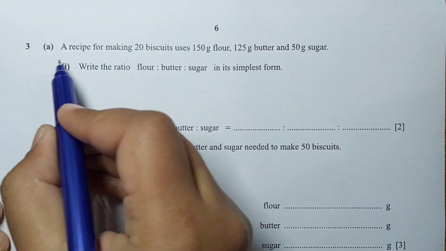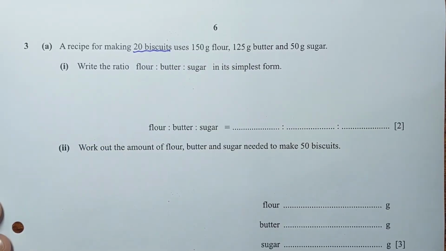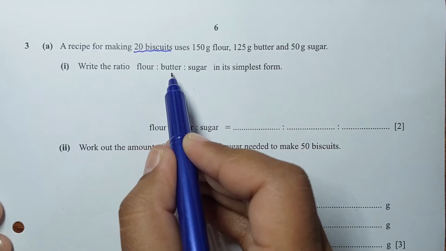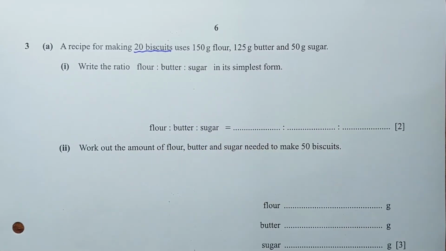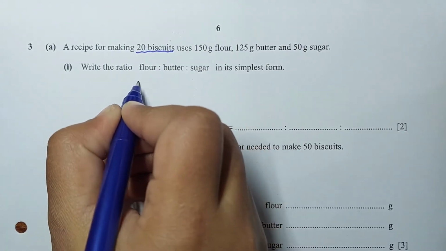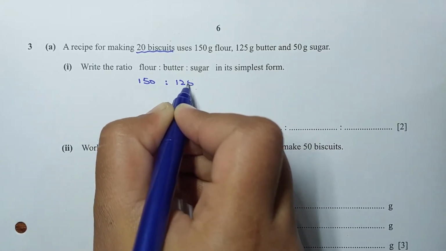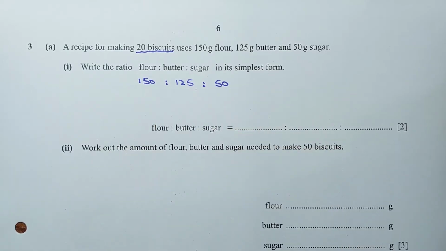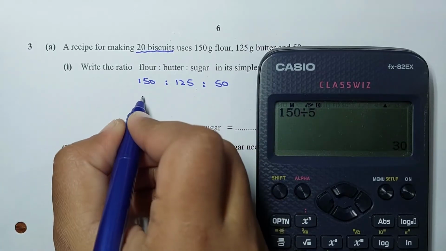Question number 3, part A, a recipe for making 20 biscuits uses 150 grams of flour, 125 grams butter and 50 grams sugar. Number 1, write the ratio flour, butter, sugar in its simplest form. All right. So we have flour is 150, ratio 125, ratio 50, right? Let me divide all of them by 5. They're all divisible by 5. 150 divided by 5 is 30.